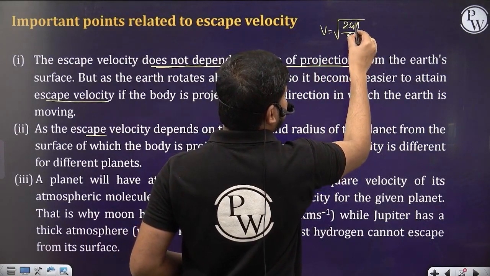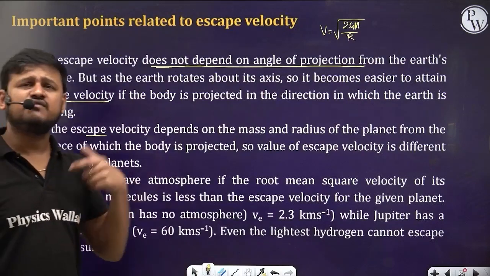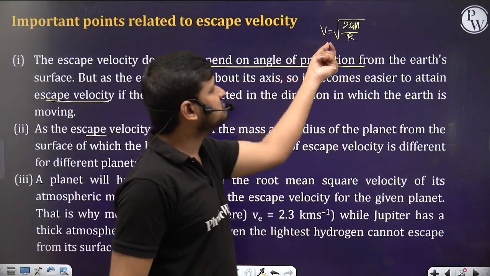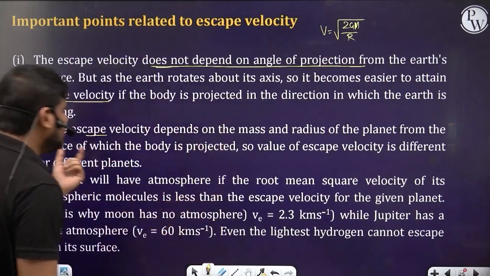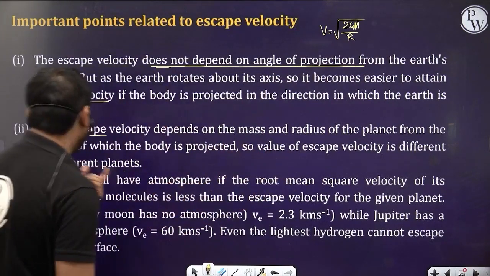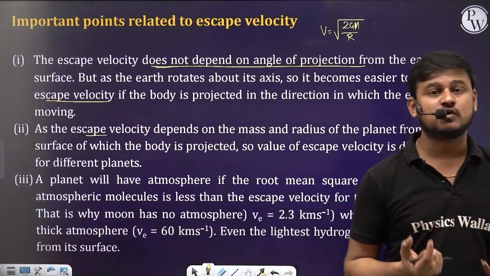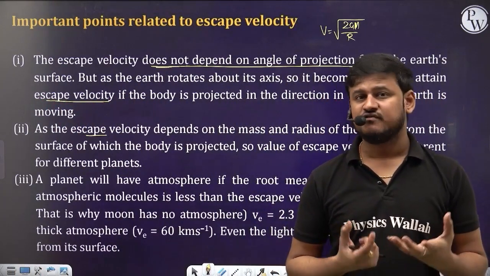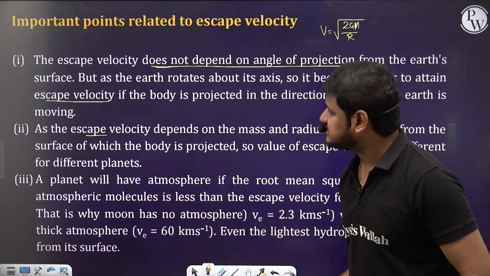So it depends on the mass of the Earth and the radius of the Earth. For different planets, different mass and different radius will be there. That's why the escape velocity is different for different planets. For all the planets, the escape velocity is not going to be the same. For different planets, it will be different. So if you want, you can see the next, third statement.